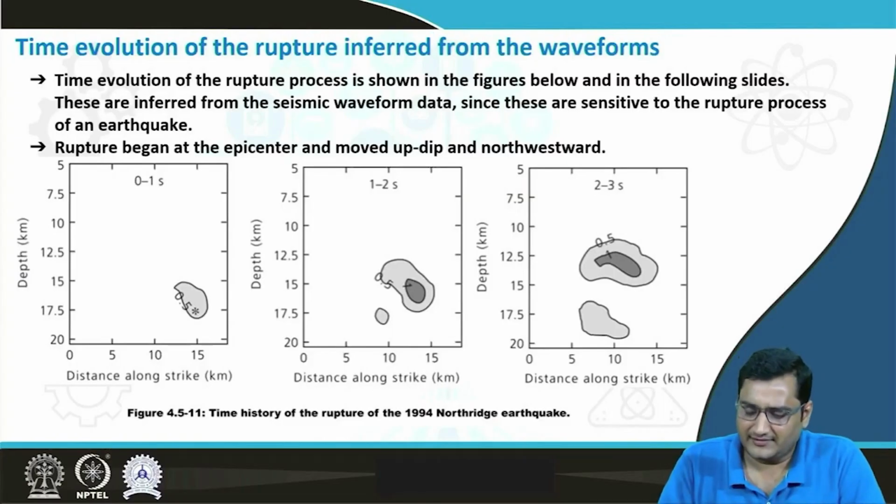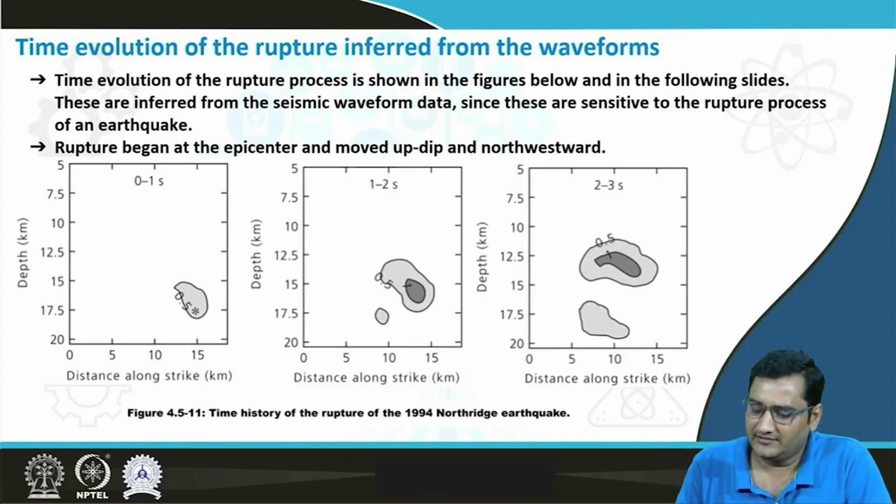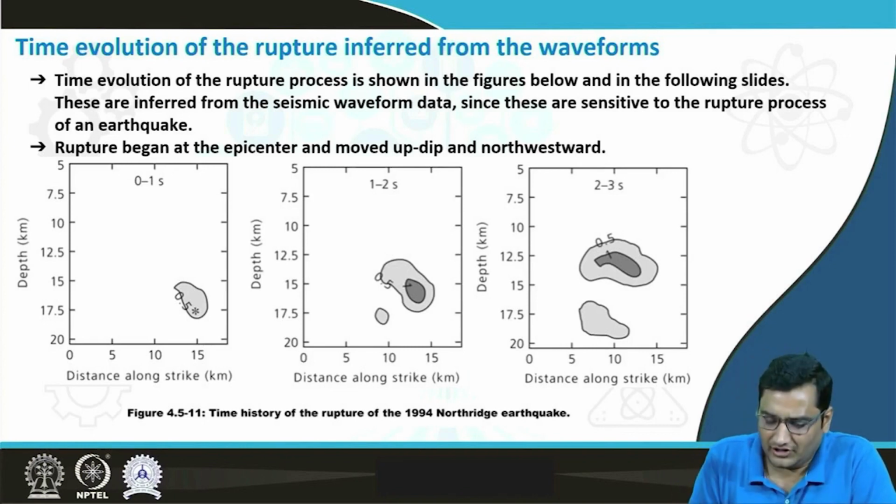Now let's understand the rupture process, or you can say the time evolution of the rupture inferred from the waveform data. Here we are not going to talk about the geodetic data. We are just trying to look at the time evolution of the rupture, how the rupture is evolving with time, and these results are found using the waveform data only.